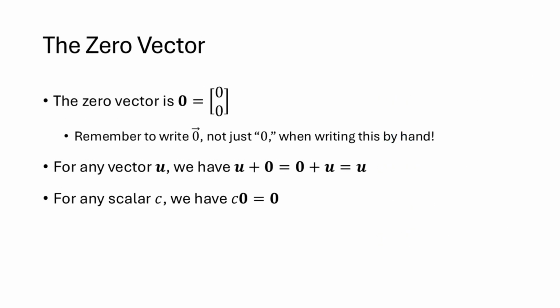A special vector is the 0 vector. So in print, we'll write that as a boldface 0. If we're writing by hand, we'll write 0 with an arrow hat. And that's just the vector where every entry is 0. Again, for right now, we're focusing on vectors with 2 entries, and so the 0 vector in this case is (0, 0). The 0 vector has a couple of nice properties. If we add the 0 vector to any other vector, then we get that other vector. And if we multiply the 0 vector by any scalar, we just get back the 0 vector.